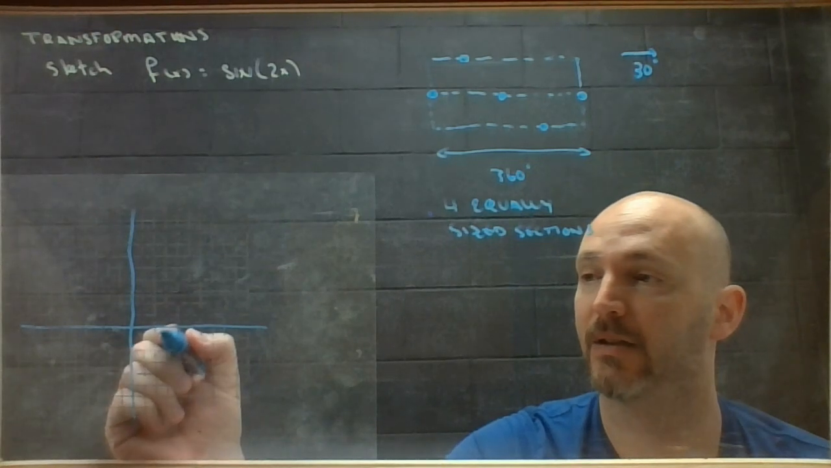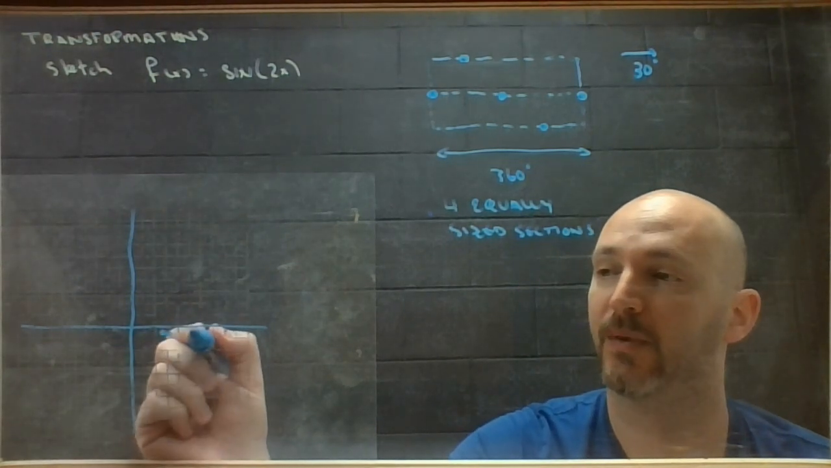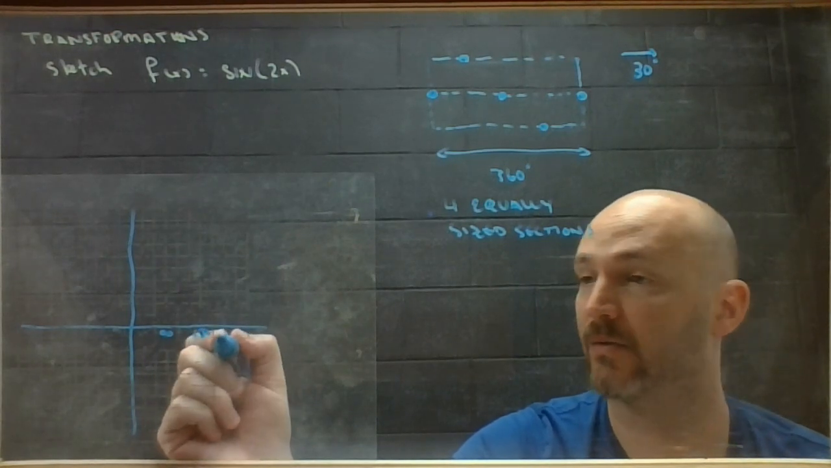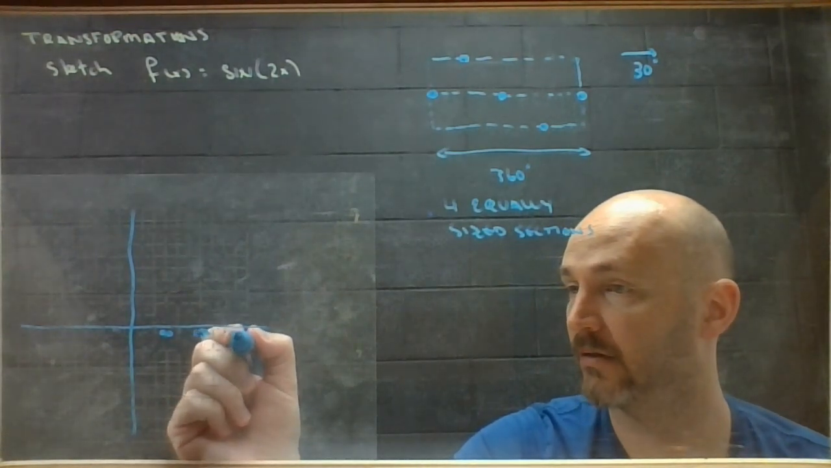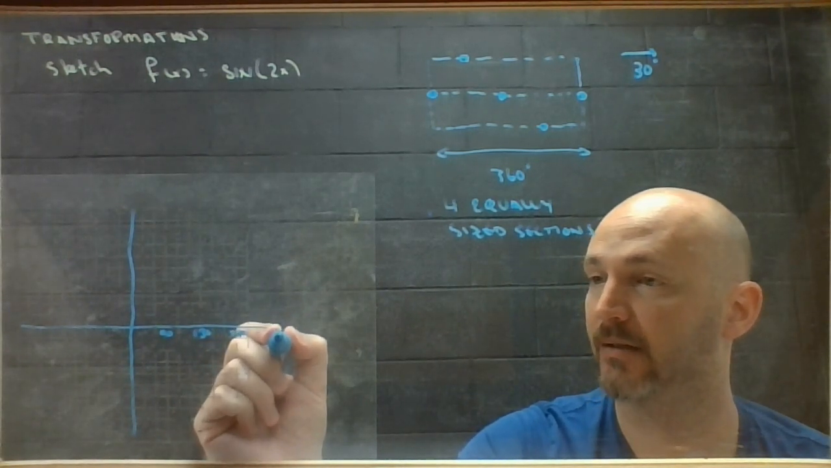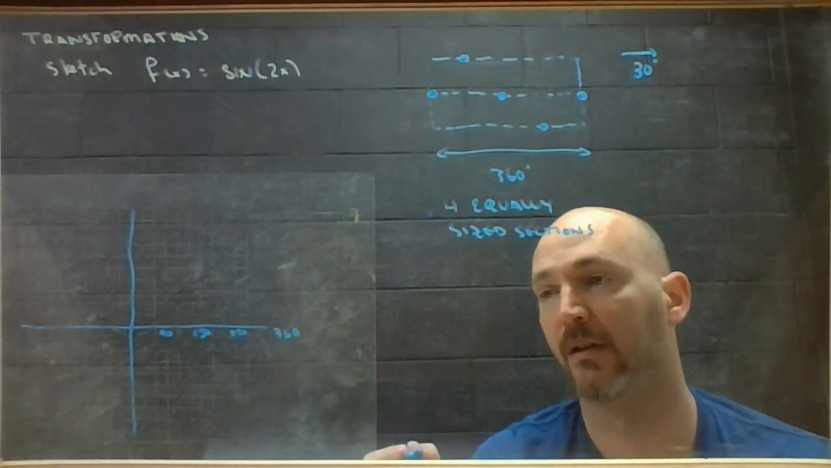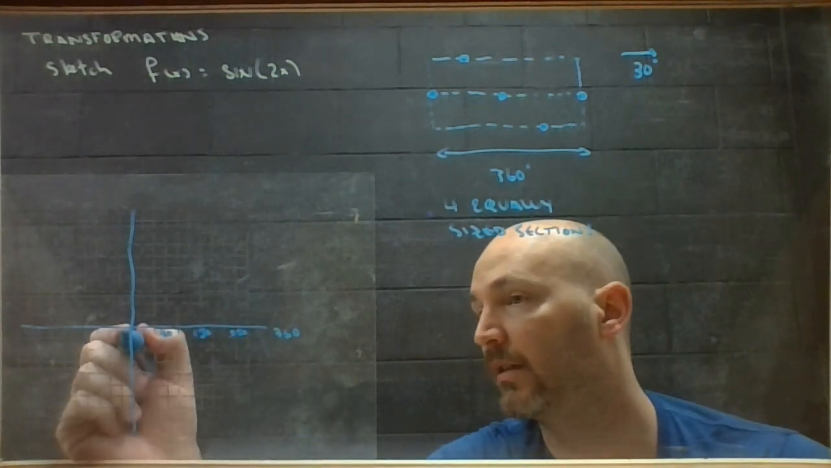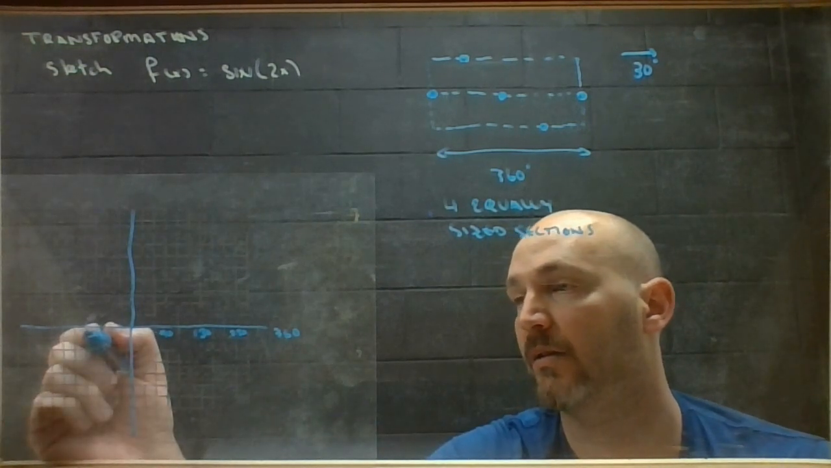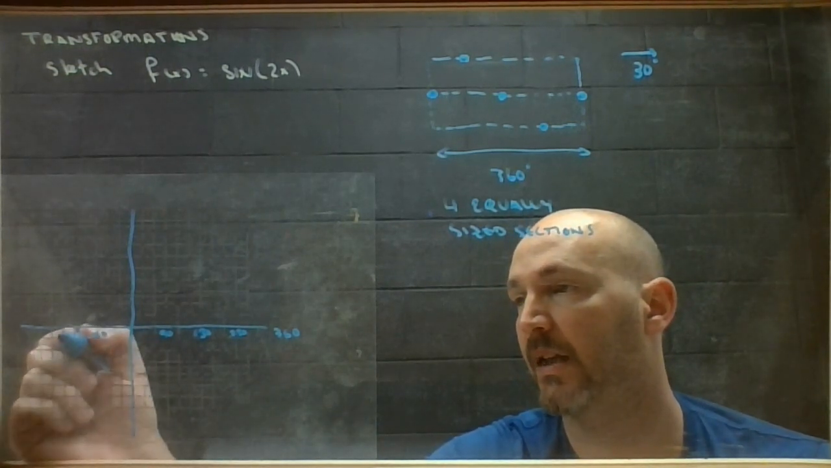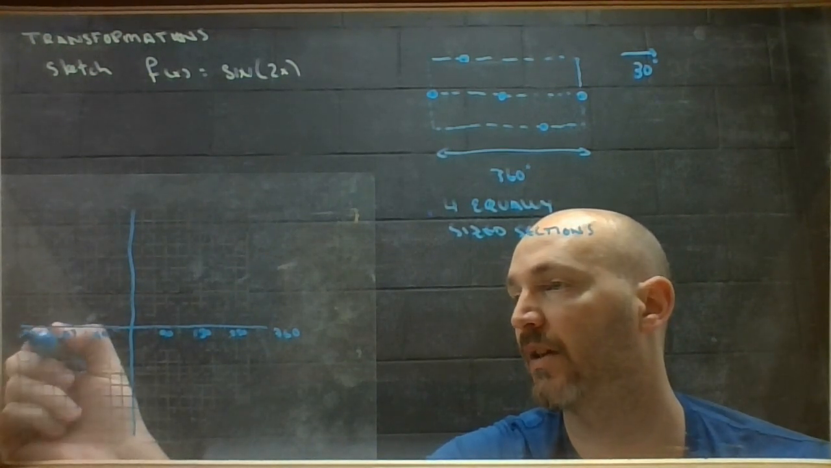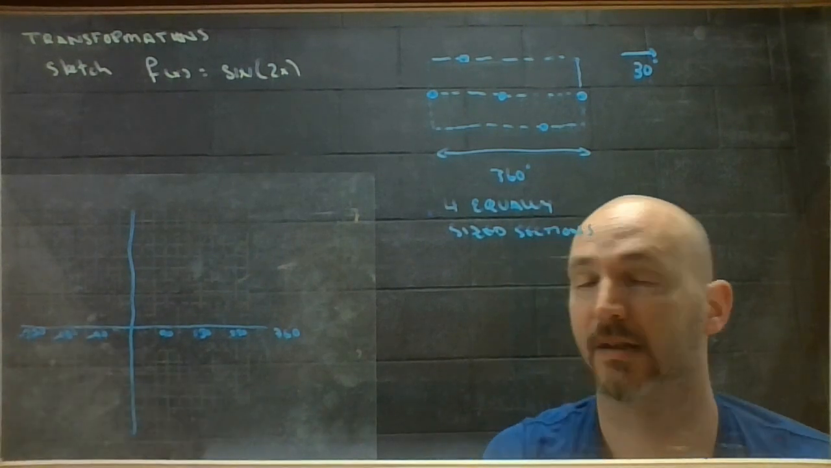30, 60, 90, 120, 150, 180, 210, 240, 270, 300, 330, 360. And going the other way, 30, 60, 90, 120, 150, 180, 210, 240, 270, etc.